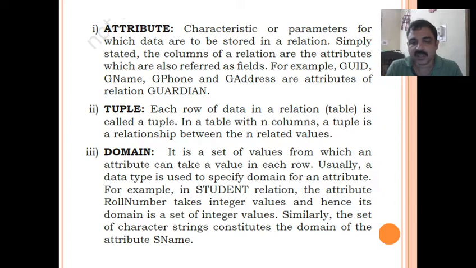In case the class is from 1 to 12, only those values should fit into the class column, so we can say that 1 to 12 are all domain values of the particular column called class. Similarly, the set of character strings constitutes the domain of the attribute name. So in the name column, what should fit into it, that is its domain. Clear?